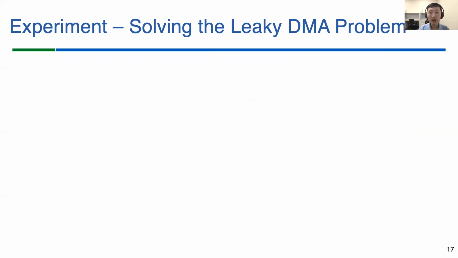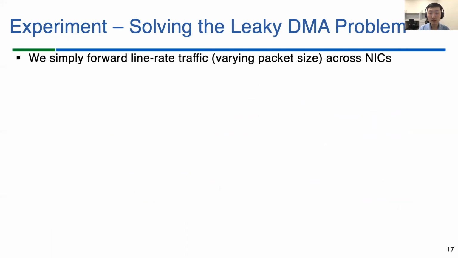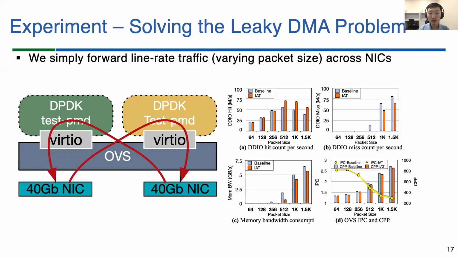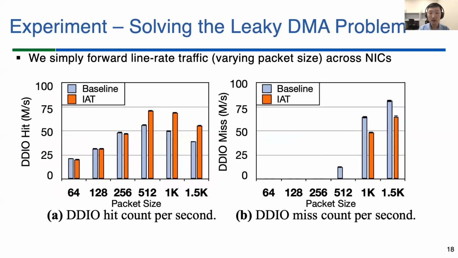First, we show that IAT can help mitigate the leaky DMA problem. In this experiment, we have two containers running DPDK test PMD, which simply forwards packets to the other physical NIC through OVS. We compare multiple results with and without IAT. The first and most straightforward metric is DDIO hit and miss count per second. As shown in these two figures, when the packet size is small, IAT doesn't make any difference since the default LLC portion for DDIO is enough.